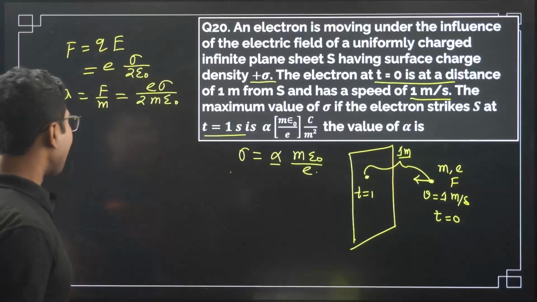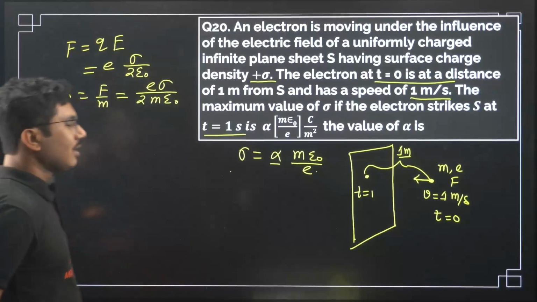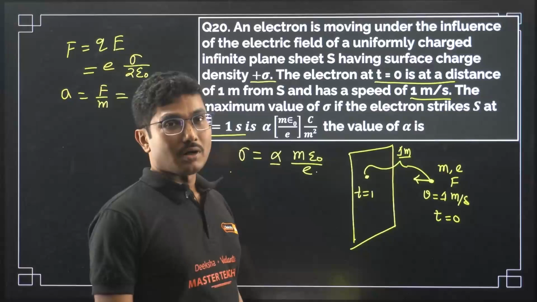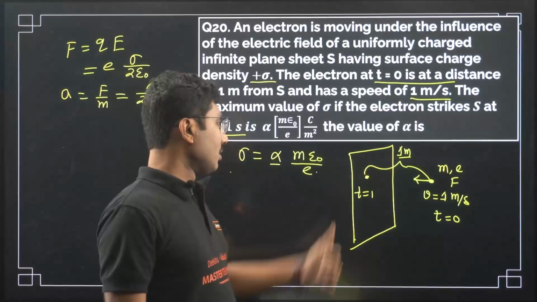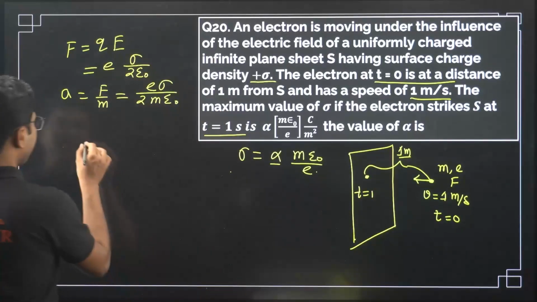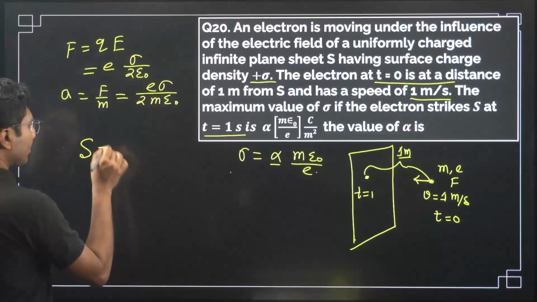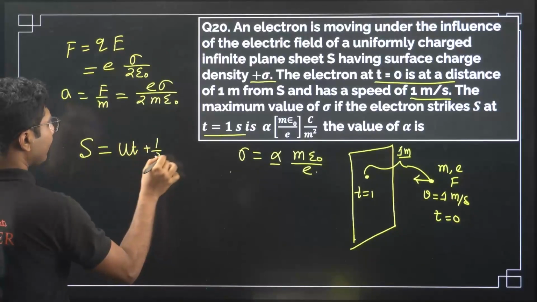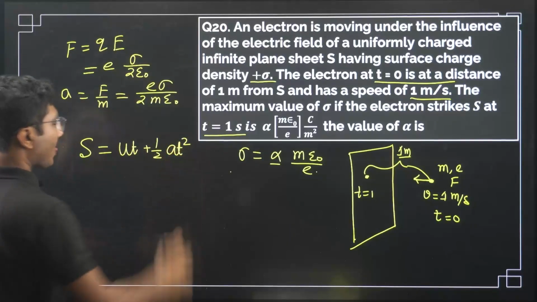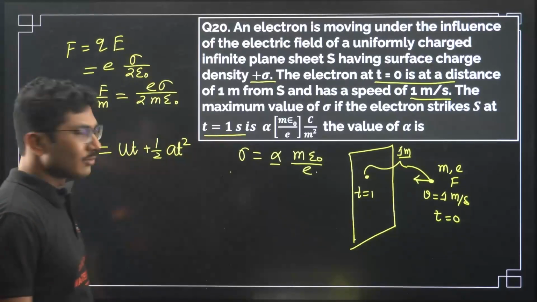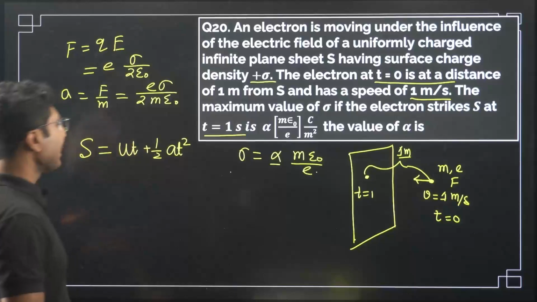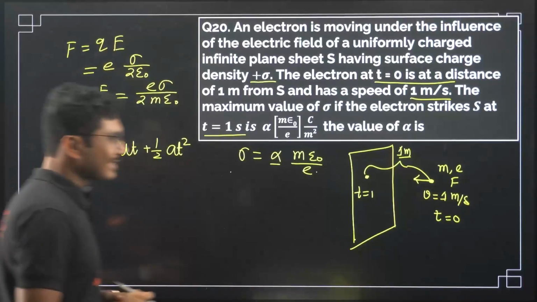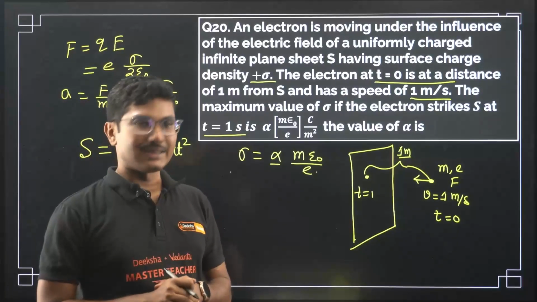Now we have to apply the formula for displacement: S equals ut plus half at square. This is the formula that you have to apply, but here be careful about the direction of acceleration.